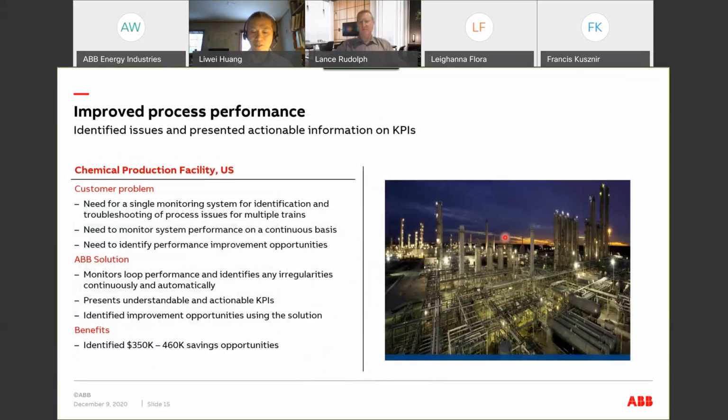LPM solution was again implemented so that controller performance are monitored and KPIs are presented, and they are, like I mentioned, understandable and actionable. Analysis results are reviewed by ABB expert periodically to identify corrective actions and improvement opportunity. The annual economic benefits are estimated at between $350,000 to $460,000 for the first year.